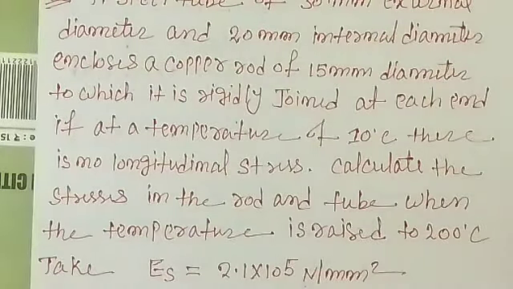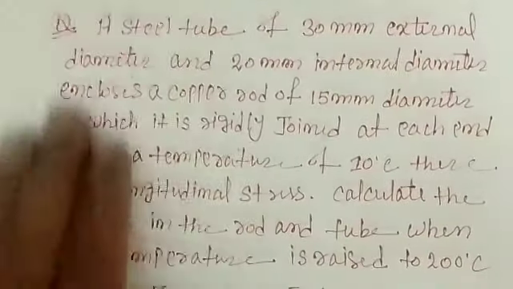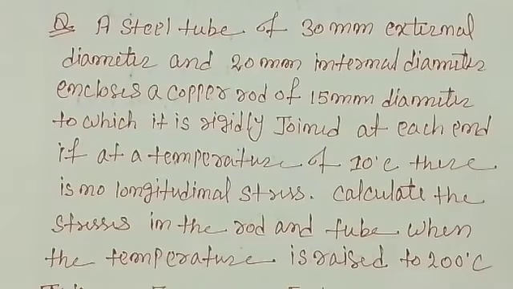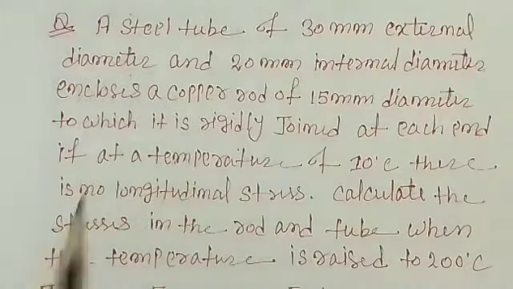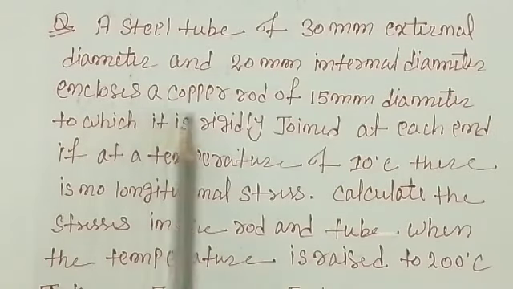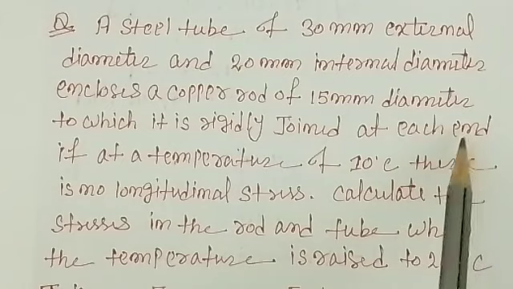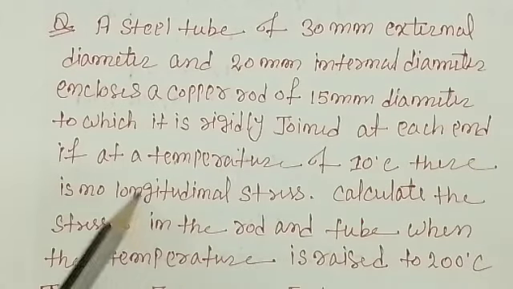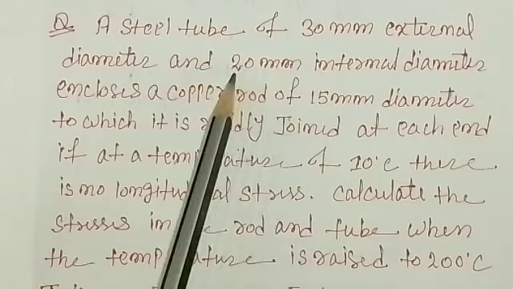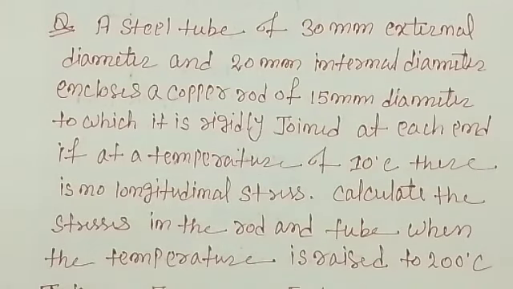So let's see, the problem is on the screen. So you have one problem, please write down. The steel tube of 30 mm external diameter and 20 mm internal diameter encloses a copper rod of 15 mm diameter. So you have a steel tube which is hollow, whose outer diameter is 30 and inner diameter is 20, and in this the copper rod is inserted.